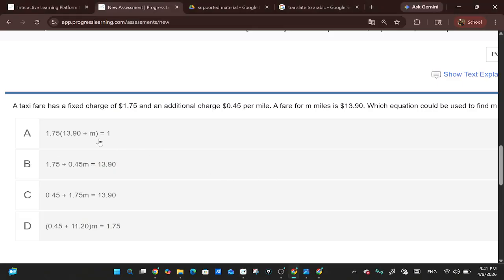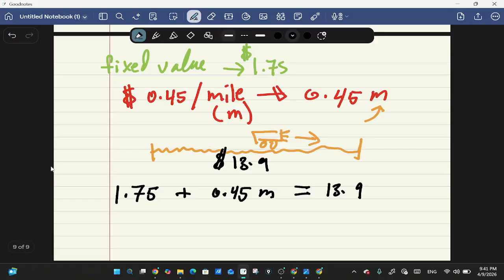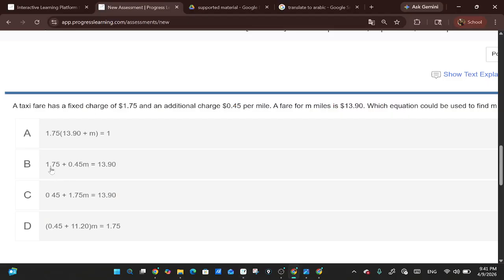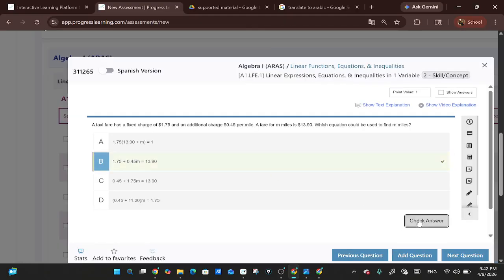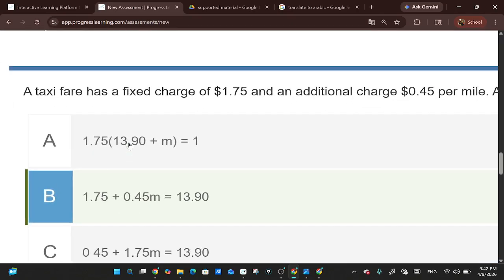So let's start with the option which represents the right answer. I can see that option B is the right option because it starts with the fixed 1.75, plus 0.45 for each mile, and the total charge is 13.9. I expect that to be the right answer. That is correct. So now what about the first option?